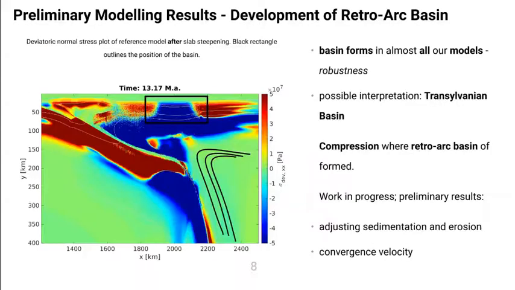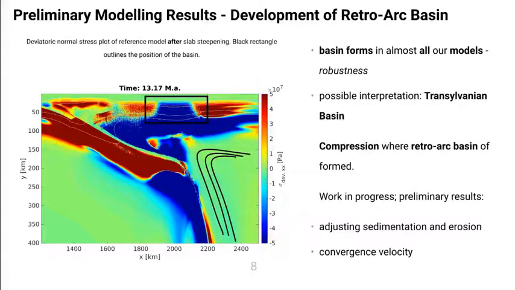This is a plot of the deviatoric normal stress after the slab steepening. The black rectangle outlines the position of the basin. The black curves in the asthenosphere outline the induced flow due to the slab steepening. It is important to note that this basin is a consistent feature in nearly all of our models.